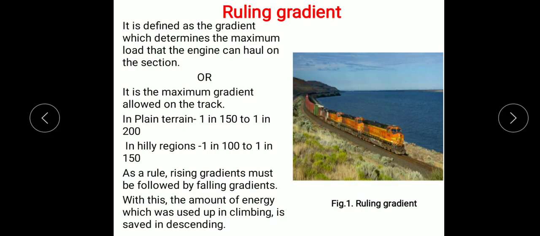In plain terrain, a gradient is provided as 1 in 150 to 1 in 200. If it is a hilly region, in that case a gradient of 1 in 100 to 1 in 150 is provided. As a rule, rising gradients must be followed by a falling gradient, because with this the amount of energy which was used up in climbing is saved in descending. So to save the energy, a rising gradient must be followed by a falling gradient.